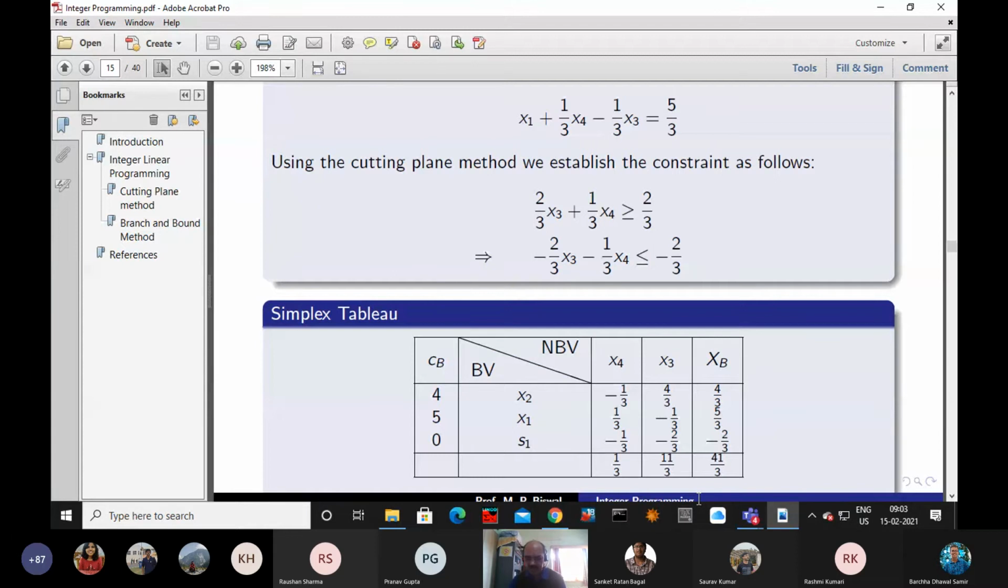So what is the key element? The key element will be minus 1/3. In the next simplex table, this minus 1/3 will be its reciprocal. How much? Minus 3. This amount divides all the row elements. So this is minus 3, and this will be 2: minus 2/3 divided by minus 1/3 is 2. And the right-hand side, minus 2/3 divided by minus 1/3, is also 2.